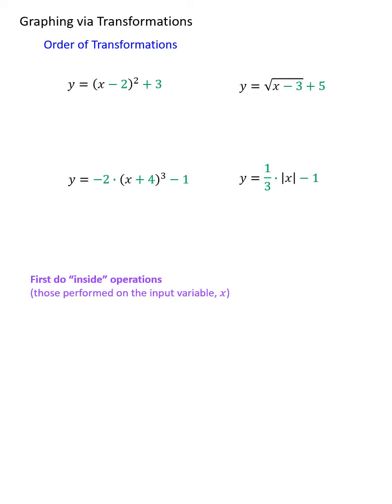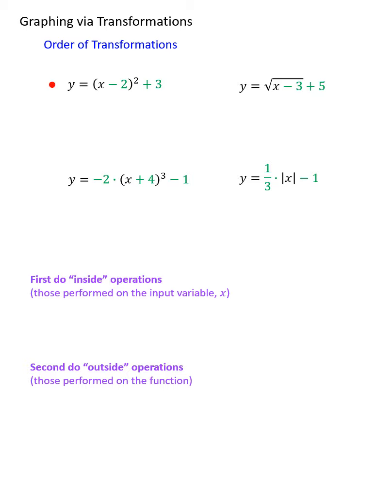So let's think further about order of transformations. We're going to look at these particular 4 problems. We're not going to actually graph them, but we're just going to look at the transformations and what order you would consider them when graphing. In general, first you do any operations that are inside the function, those operations that are being performed on the input variable x. Plainly said, in this case, you would do what's in the parentheses or the radical or the absolute value first. And in general, we then do the outside operations.